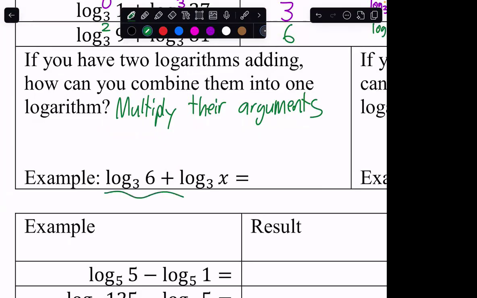Okay, so looking at this problem, log base 3 of 6 plus log base 3 of x. You've got the log base 3 matching. And then using the pattern we just found, you multiply together the 6 and the x, so the new argument is 6x.